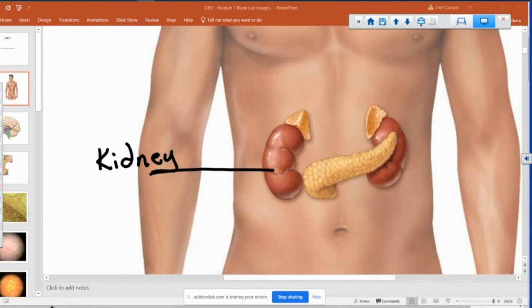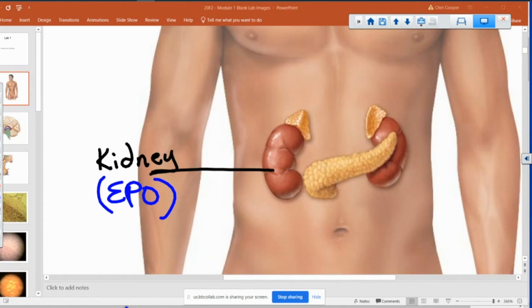So look on page 2 at the bottom and tell me, you got to be brave here because pronunciation is tough. What's the name of the hormone that the kidney produces? Very good. Erythropoietin. Erythropoietin.